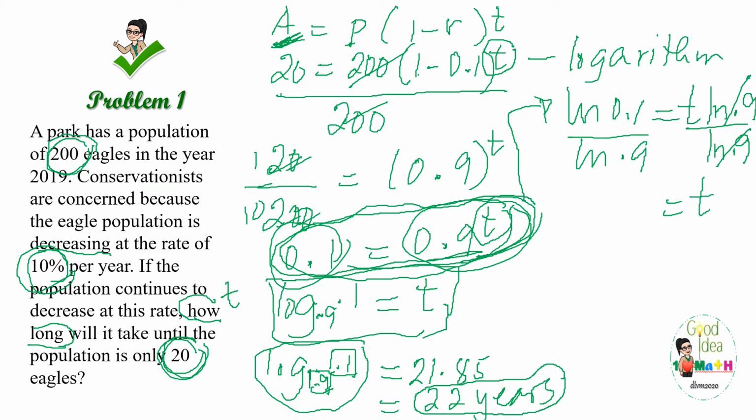Now, you have to use your calculator again. Press ln 0.1 equal sign and then divide by ln 0.9. So expect that your answer is also the same as this, 21.85 and other decimal places. So it's the same, that the answer is 21.85 or estimatedly 22.